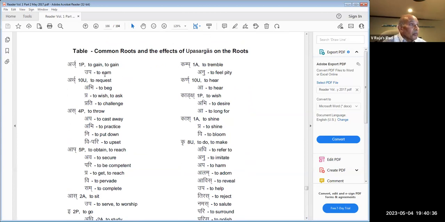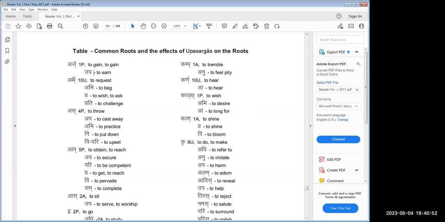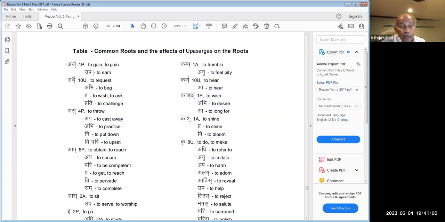Then if we put upa in front, it becomes uparjana, which is a slightly different meaning. Uparjana means side income, like a side hustle, they say. No, it's like this.